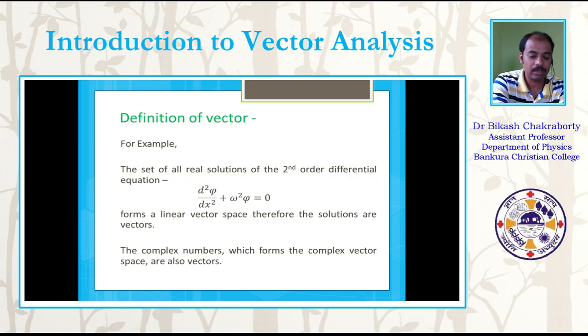You will wonder now, thinking, what is vector? If I cite an example from this angle, the set of all real solutions of the second order differential equation d squared phi by dx squared plus omega squared phi equals 0 forms a linear vector space. Therefore the solutions are vectors. The complex numbers which form the complex vector space are also vectors.